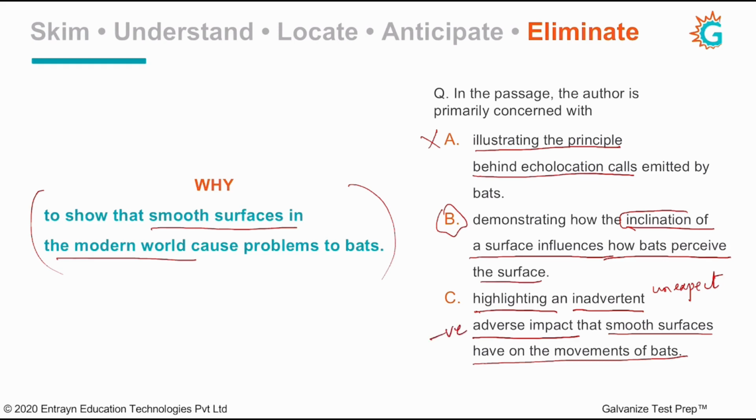And these smooth surfaces in the modern world do cause problems to bats. They have an adverse or a negative impact on the movement of bats. So C is the correct answer choice. It perfectly matches the why that we have come up with.